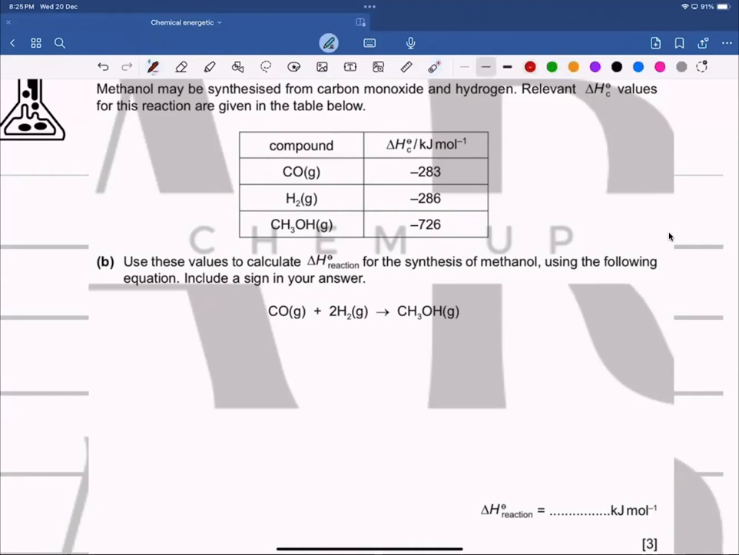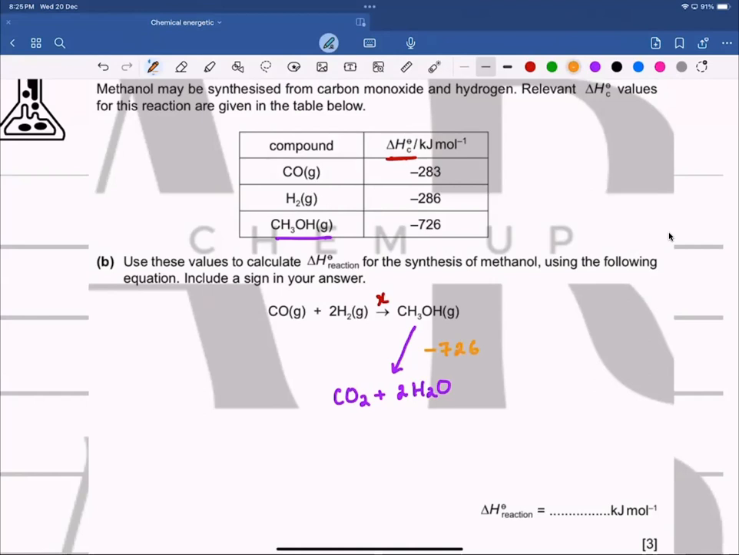So see, it's combustion. For example, we have a combustion of methanol. When I combust it, I will get carbon dioxide and 2 moles of water, because there are four hydrogens in CH3OH, isn't it? And this value is unknown, I have to find this. And the enthalpy change of combustion of methanol is minus 726.